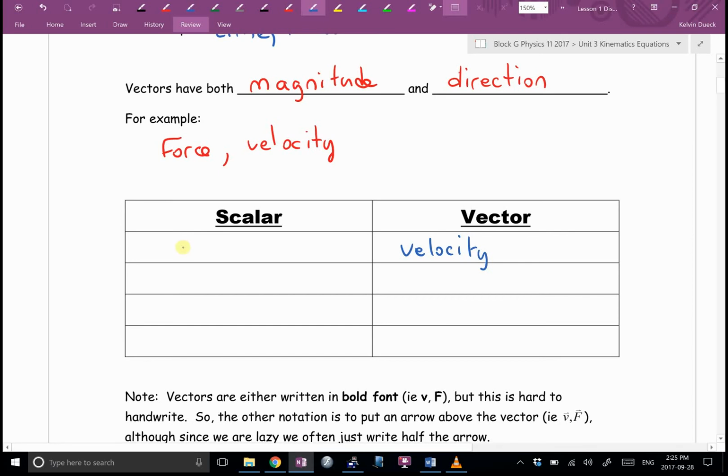Speed. Mr. Dewick? Yeah, Ibrahim. If you were a good teacher, you would have a dumb way for me to remember that speed is a scalar. Mr. Dewick, if you were a good teacher, surely there's some dumb way that I can remember that speed is a scalar. I got nothing. You're on your own. Sorry.